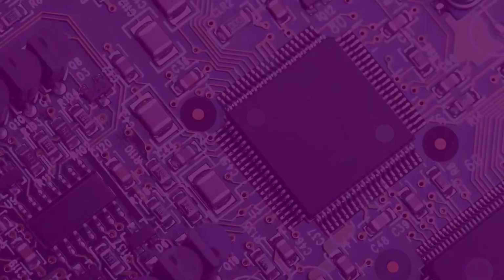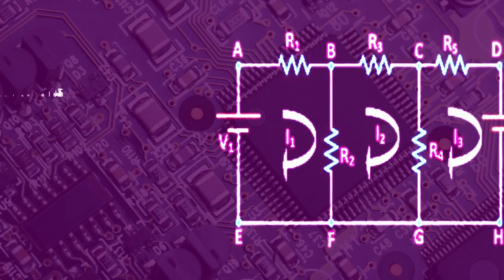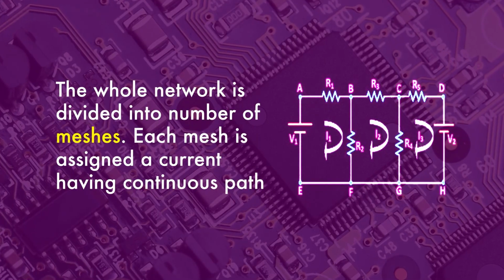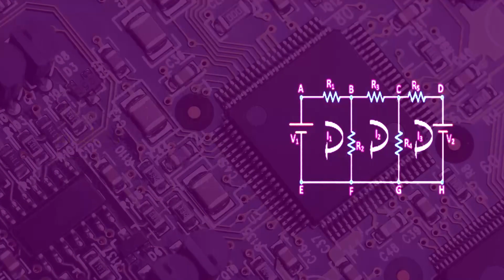Now the next method is Maxwell's mesh current method. This is also called loop analysis. In this method, mesh or loop currents are taken instead of branch currents. The following steps are taken while solving the network by this method. First, the whole network is divided into a number of meshes. Each mesh is assigned a current having a continuous path. These mesh currents are preferably drawn in the clockwise direction. The common branch carries the algebraic sum of the mesh currents flowing through it.